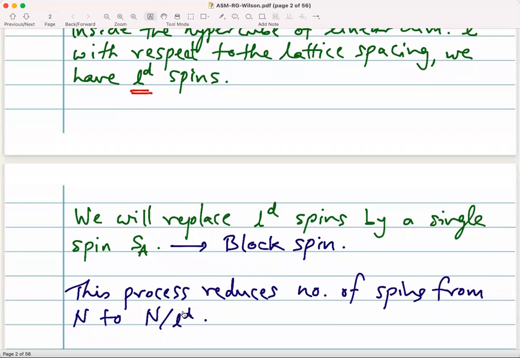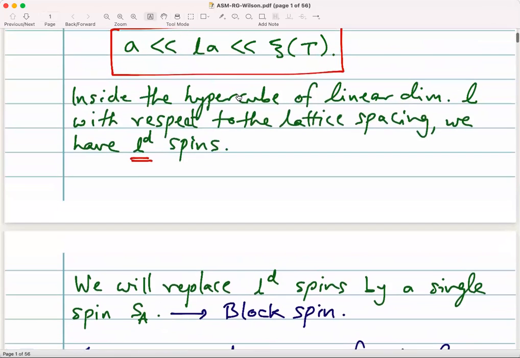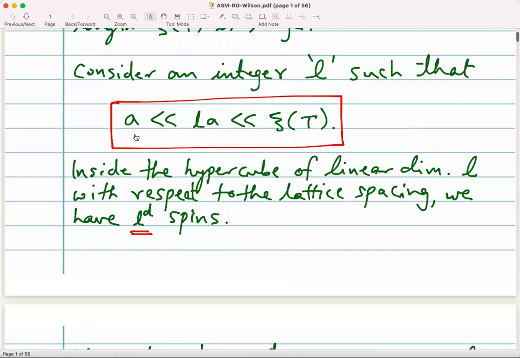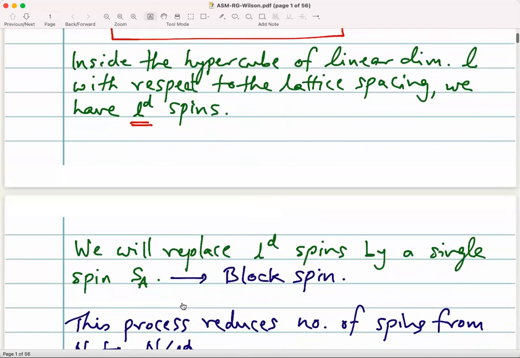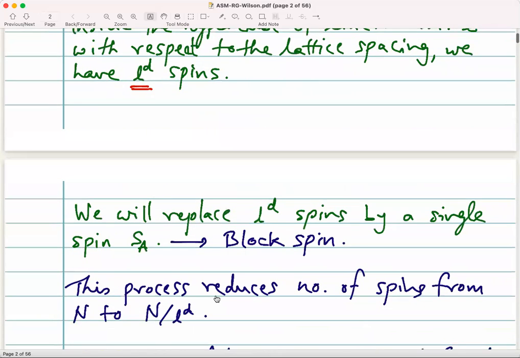So in the new lattice, which has much larger spacing now, the initial lattice has a spacing of A. The new lattice effectively has a spacing of L times A. So this lattice would have much fewer spins compared to the initial one.